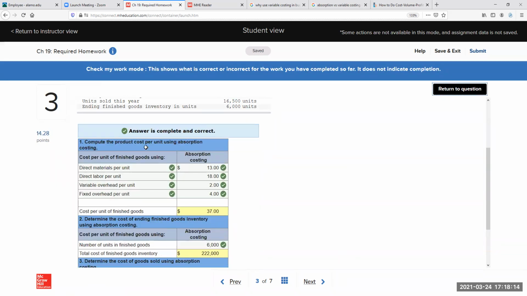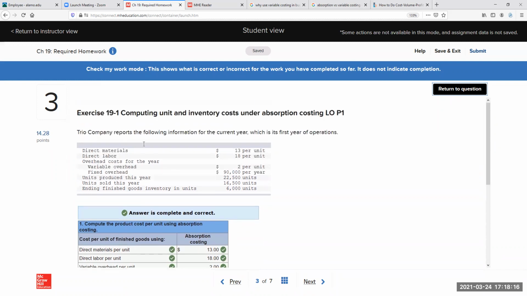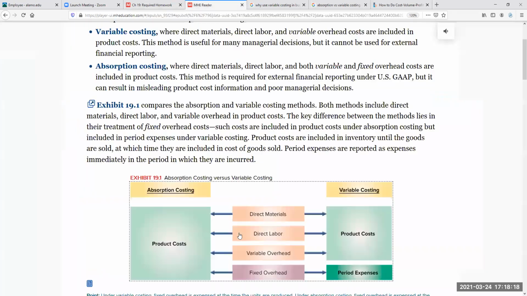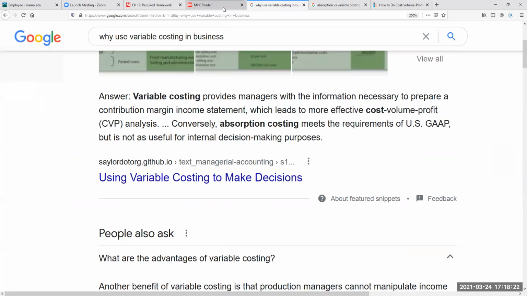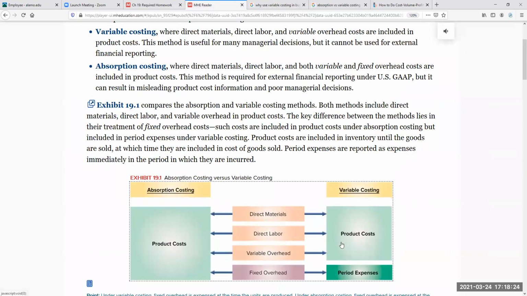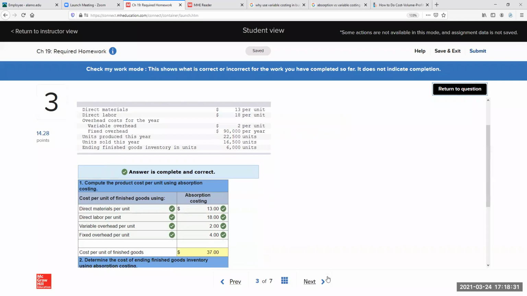Here, again, it's under absorption, and absorption uses the fixed cost. Now the variable does not. We're going to go here to variable, and variable does not include that one. So let's go back now. What's number 4?